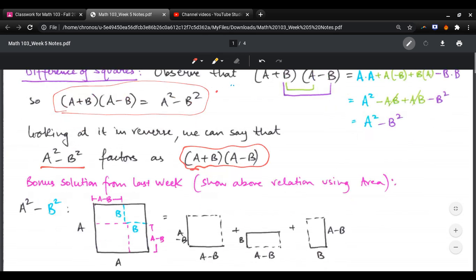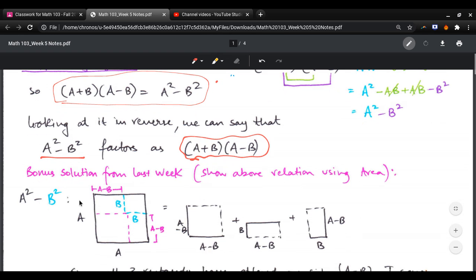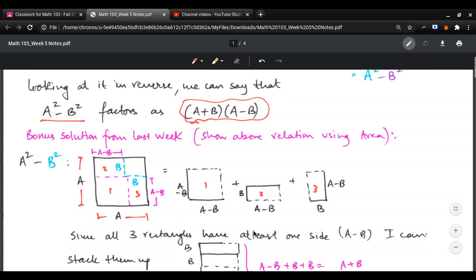Here's the bonus solution from last week. Show the above relation using area. Now a squared here can be considered as a square with a side a, right? So the area is a squared, and b squared is the smaller area here. Now a squared minus b squared is the sum of these three areas labeled 1, 2, and 3, where that's 1, the horizontal 1, 2, and 3. 1 has sides, if this entire thing is a and the small thing is b, then what you're left with is a minus b. Similarly, a minus b here, and then you have b times a.